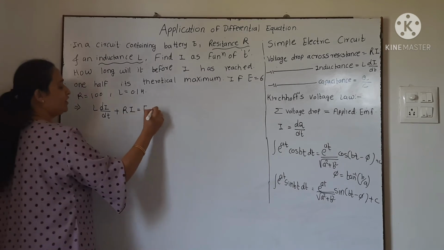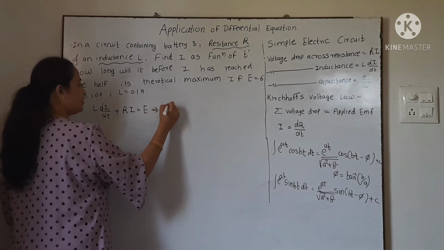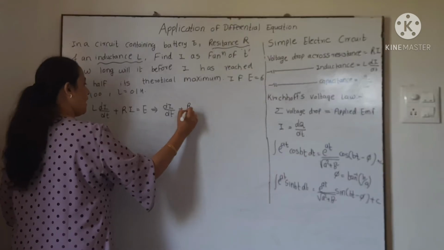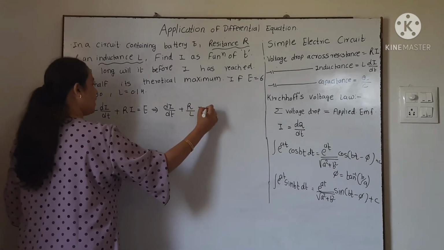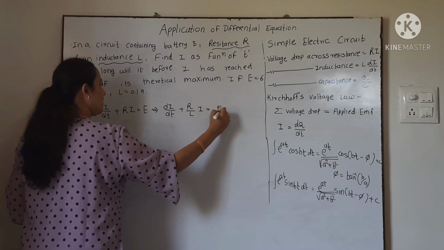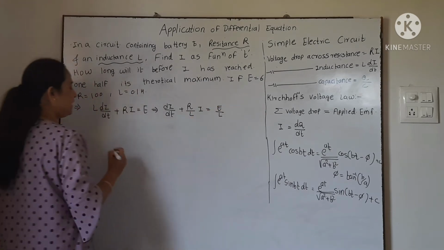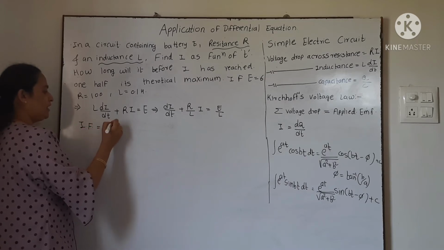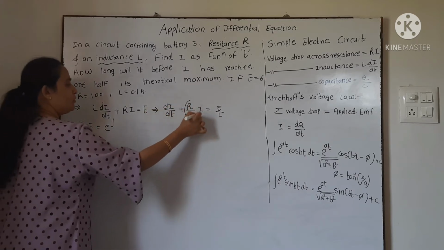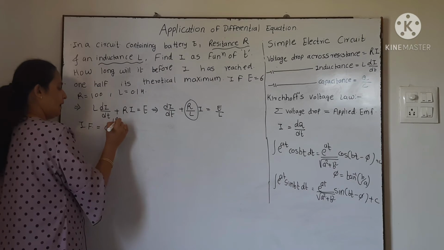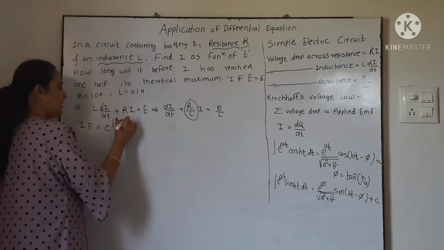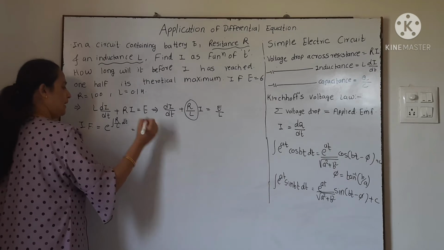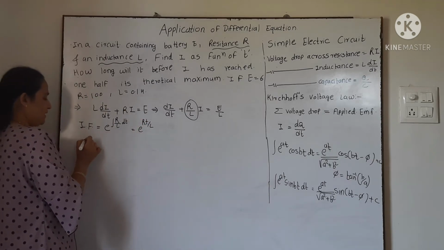We can convert this into linear in I. This equation can be written as di by dt plus R upon L into I equal to E by L. This is linear in I. Therefore, the integrating factor is equal to e raised to the integral of P, which is R by L. So, integral of R upon L dt, equal to e raised to RT by L.